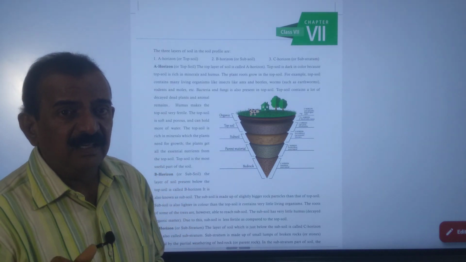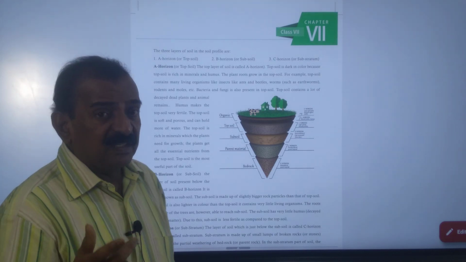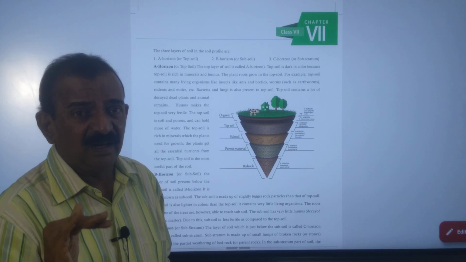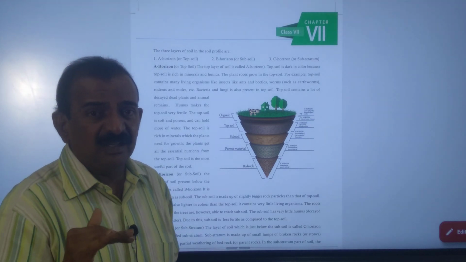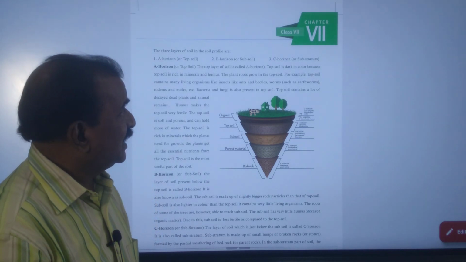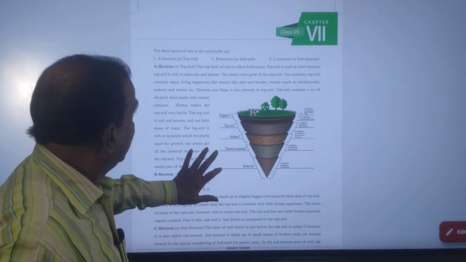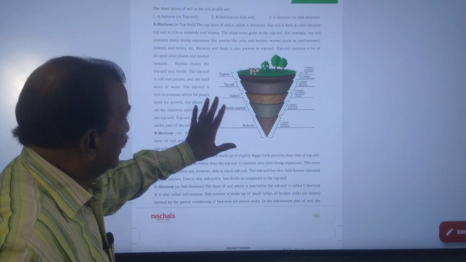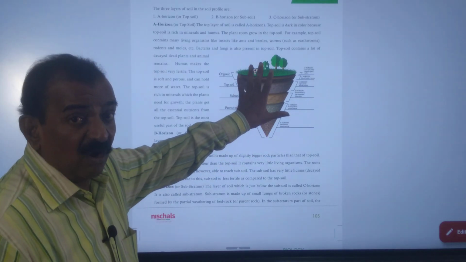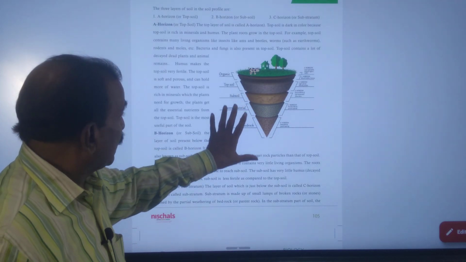The A horizon is the topsoil, and the B horizon is the subsoil, present just below the A horizon. The C horizon is present below the B horizon, and that is called the substratum. Like that there are three horizons, and you are observing a diagram showing the different types of horizon and the soil profile.